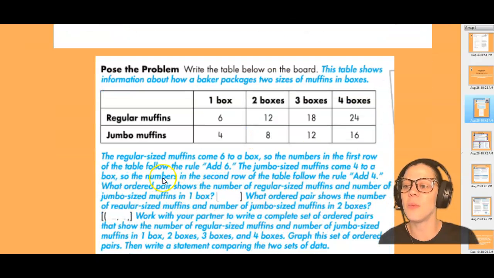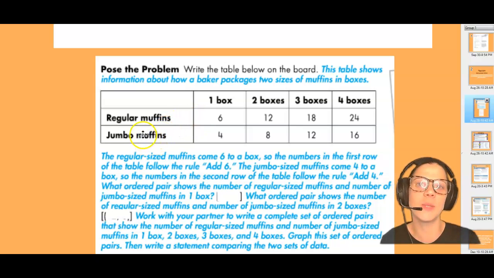We're going to look at an example of these regular muffins and the jumbo muffins, and that makes me think of when I go to Sam's Club or Costco. They have those giant muffins that always look so delicious.